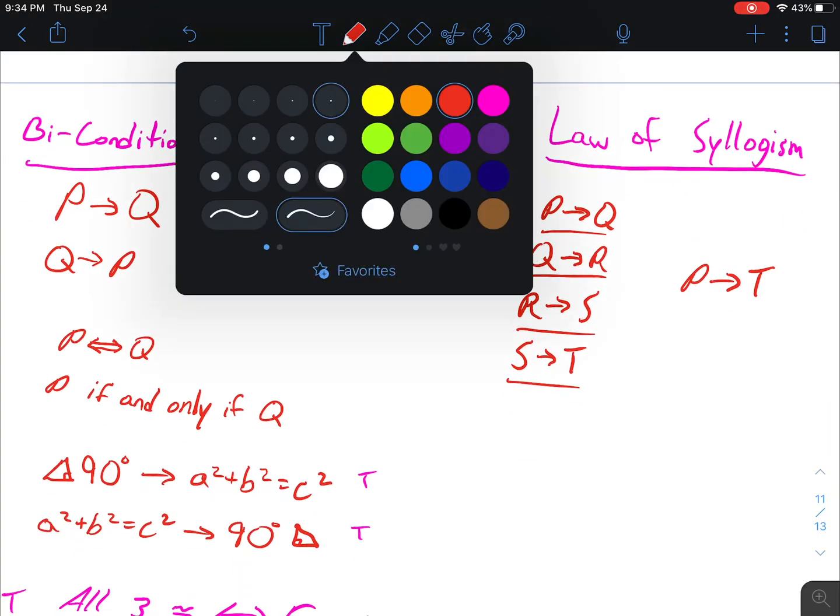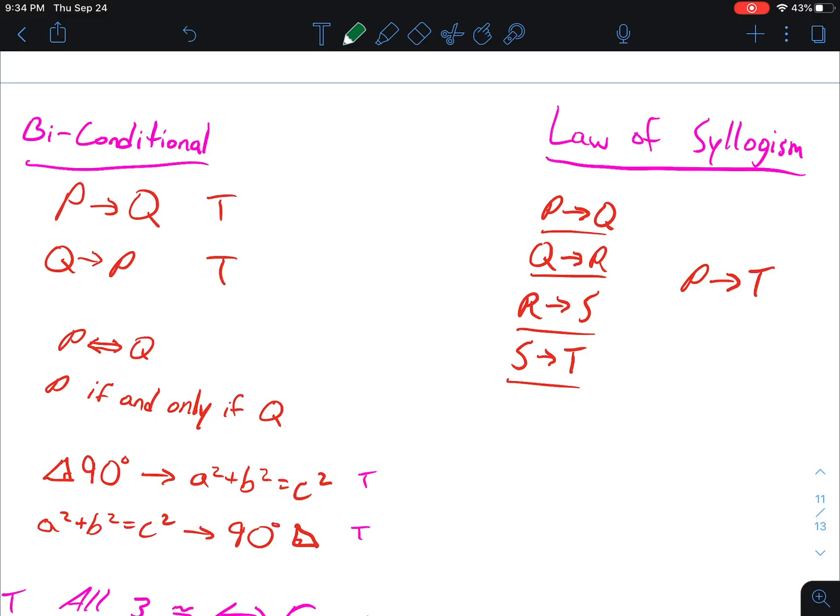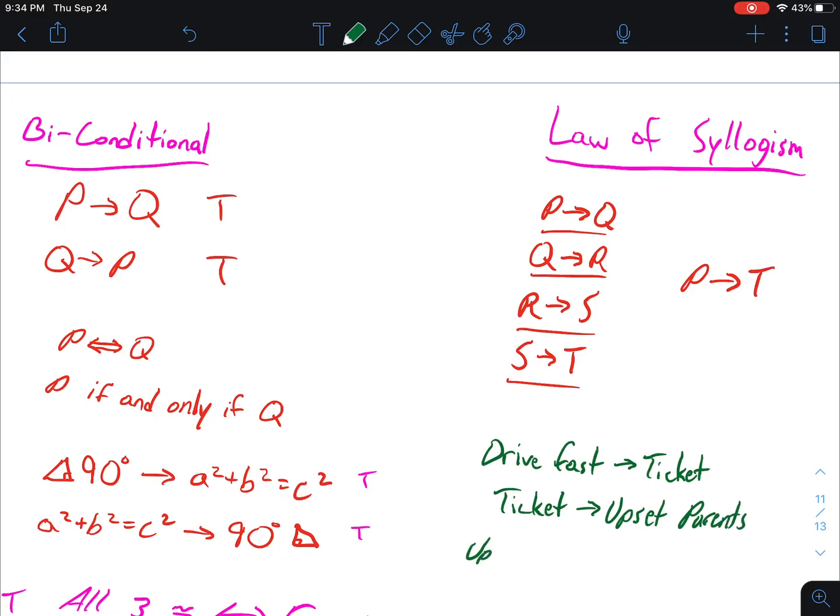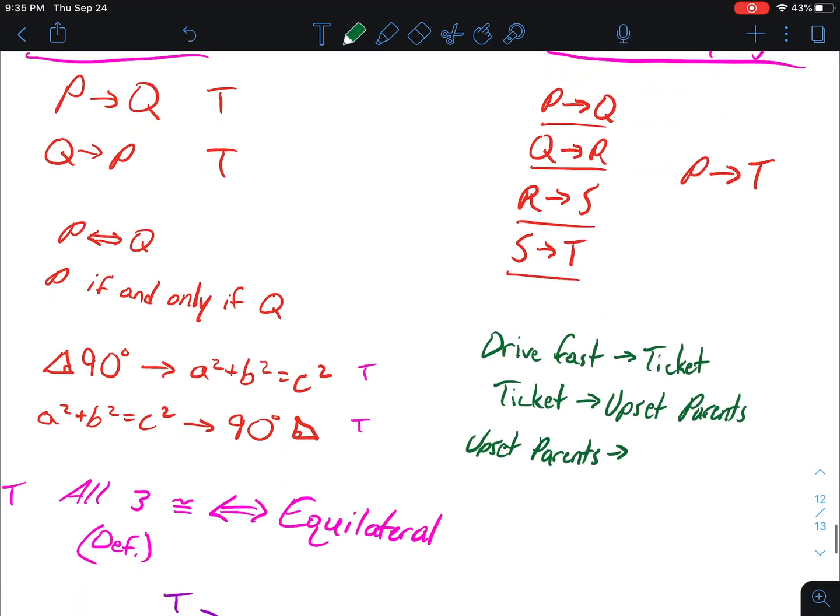So let's take a look at an example here. Let's say if you drive fast, then you'll get a ticket, right? And if you get a ticket, your parents will be upset. And if you have upset parents, then you'll lose your PS4. So the law states that if you drive fast, you will lose your PS4.